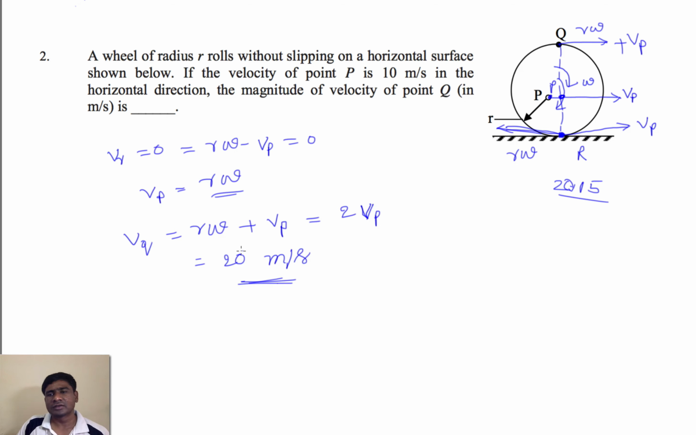So instead of asking to find the velocity at different points, if it is given like this, stating that it's rolling without slipping, then we already know that the instantaneous center is at the point r, or the point where this disk is touching the ground. So either way you can ask the question.